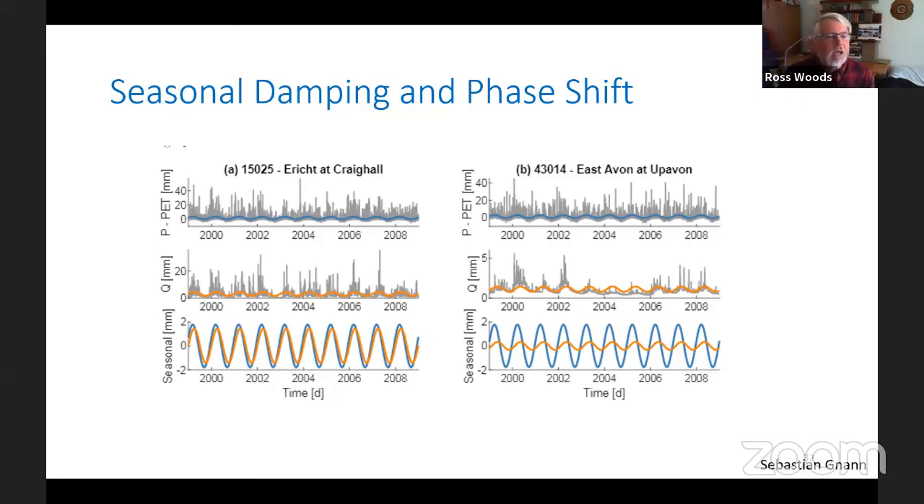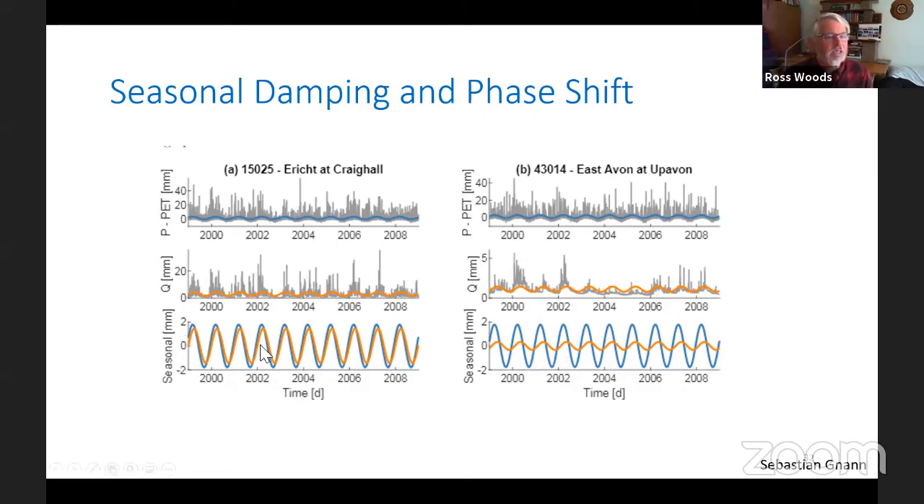So if we look on the left here, we can see a signal calculated with daily values for about 10 years of precipitation minus potential evaporation. These gray lines here are the daily values, and the blue sine curve here is the seasonal cycle of P minus PET. And you can see that it goes up and down with a certain amplitude. And below it, we've got plotted the stream flow. And we've also fitted a sine curve to the stream flow, so that we can represent the seasonal cycle of the stream flow. And then on this bottom graph, we've put them both on the same scale so that they're easy to compare.